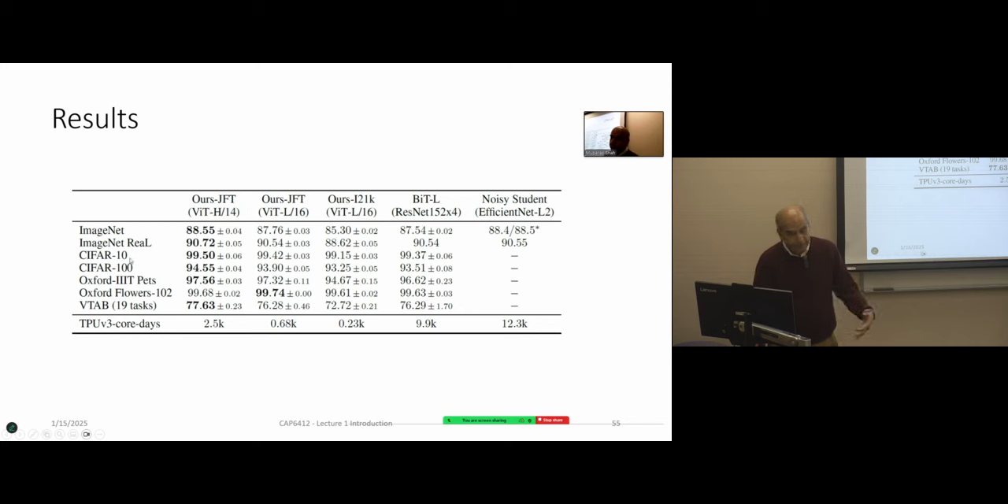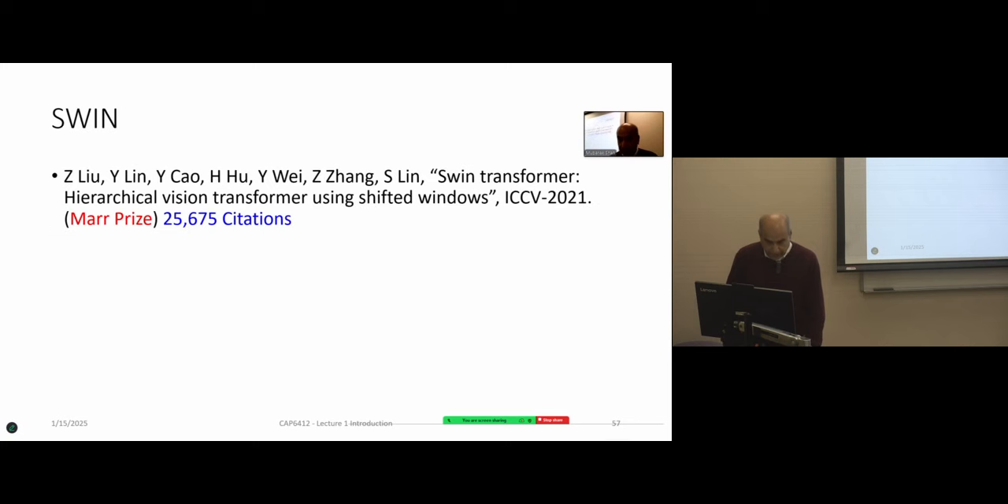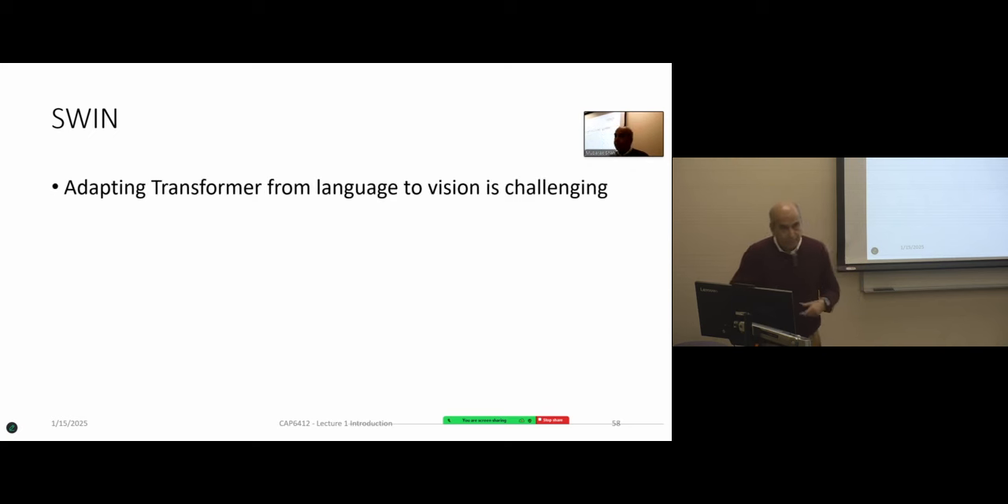They compare with the other methods, ResNet and EfficientNet, on all these metrics, and they found it works pretty well. Bold means higher. Okay, so that is about the ViT. Now there was a paper called Swin, as I told you, that got the Marr Prize at ICCV, and Swin improved further on this.